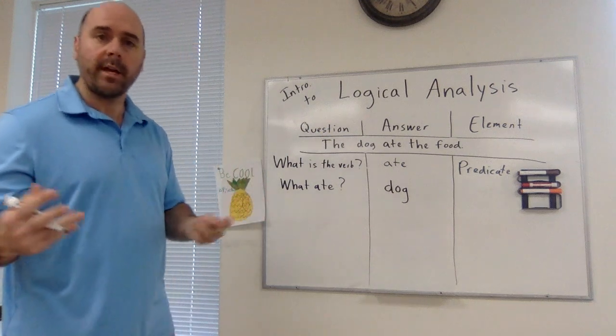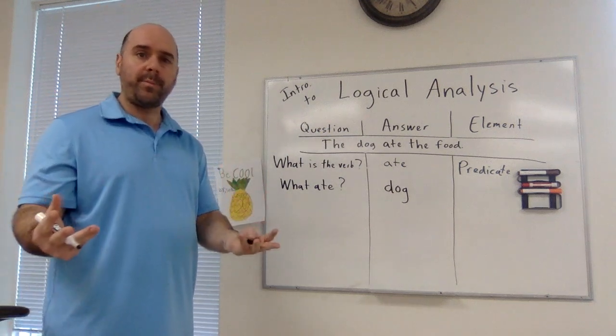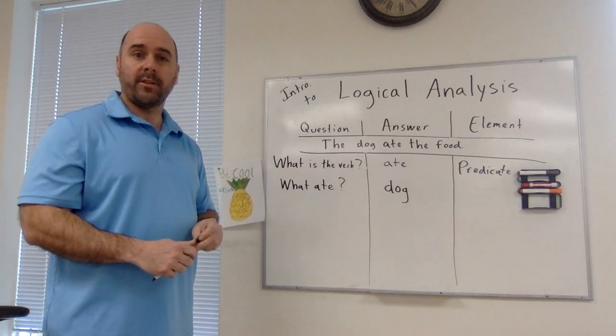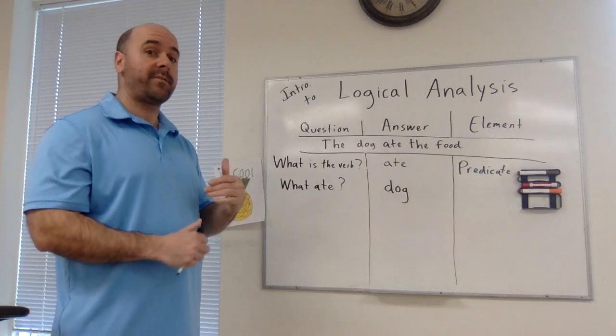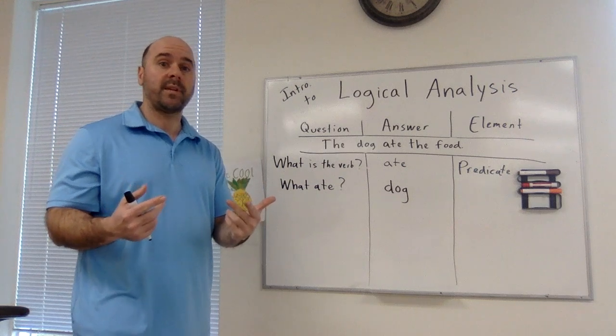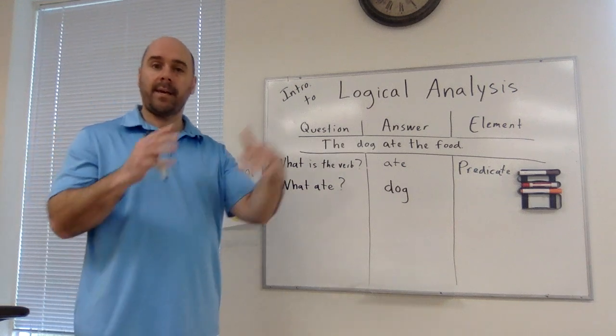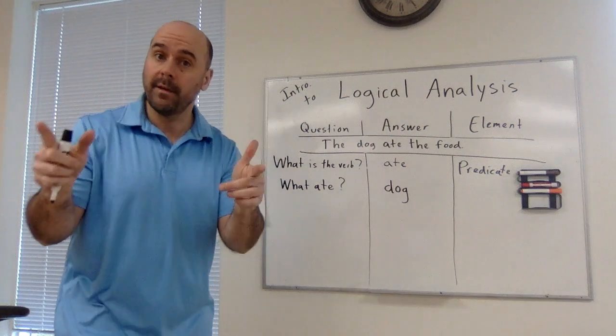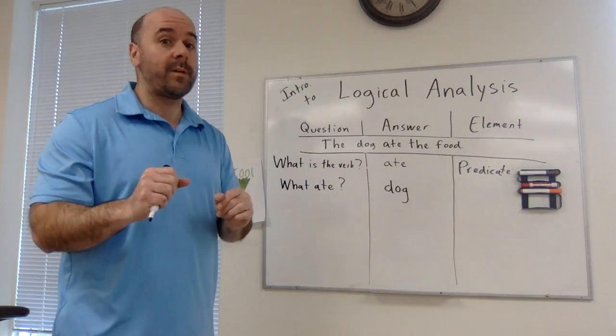So we have dog ate, okay? Very basic. We have the question, we have the answer. Now let's get to the element of the sentence. What is that? Well, as I said earlier in this presentation, every sentence has to have a predicate, the action, but also something doing the action, and that is, that's right, you said it, the subject.